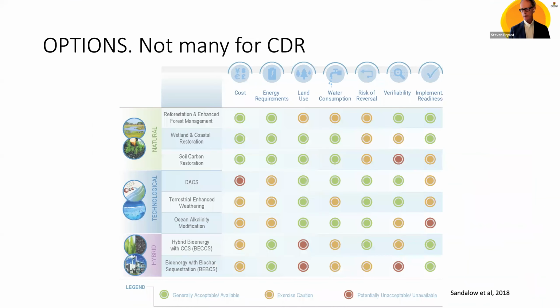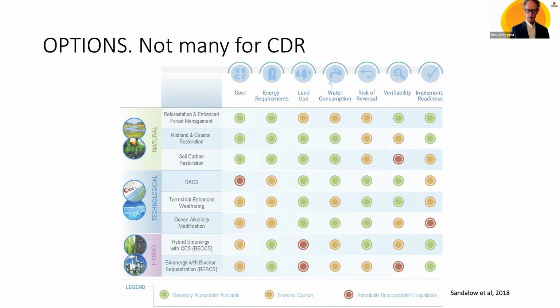Okay, what are our options? Well, there's not many. This is a recent study looking at the readiness of, in this case, 8 of the main methods for CDR that are under discussion. Top 3 rows are natural, next 3 are technological, the last 2 rows are hybrid. So one thing is there's not a lot of options here, but more importantly, I'm not going to go through this in detail, but you don't see any option which is green lit from left to right. All of these have got some reasons to be concerned whether we can build these out at scale.